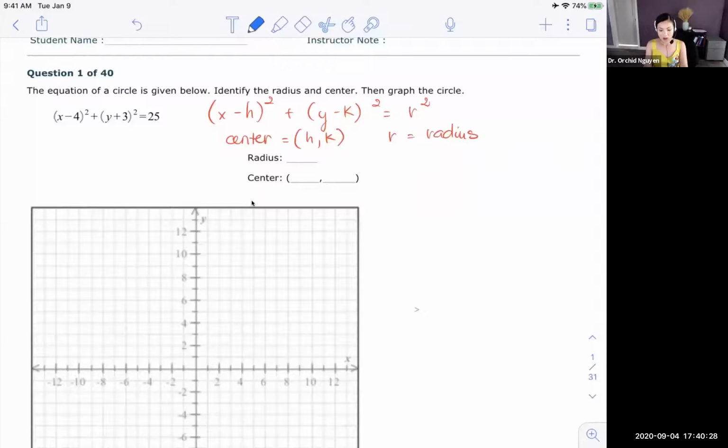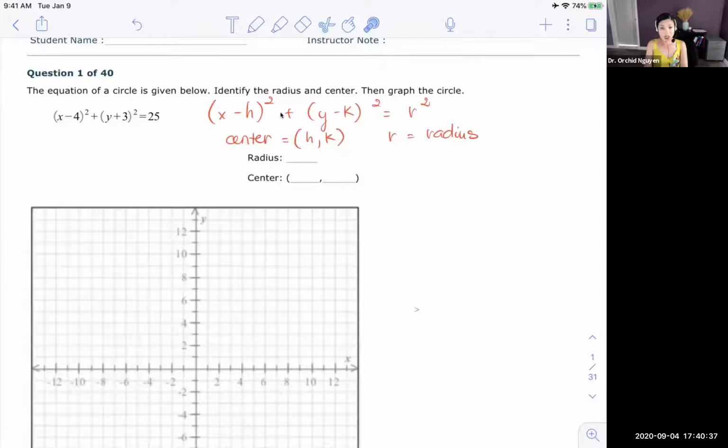Class, for this module, we're going to review a circle and revisit some graphing. So first, let's talk about circle. Circle is important. It's a conic section, and it's important for you to remember the standard form of a circle. So this is the standard form.